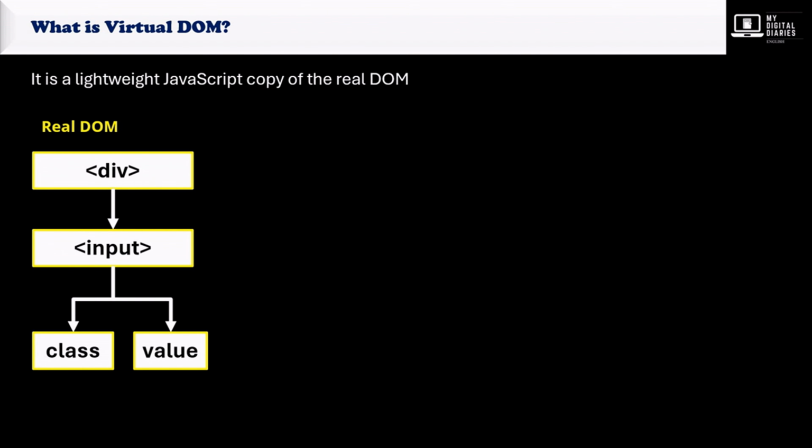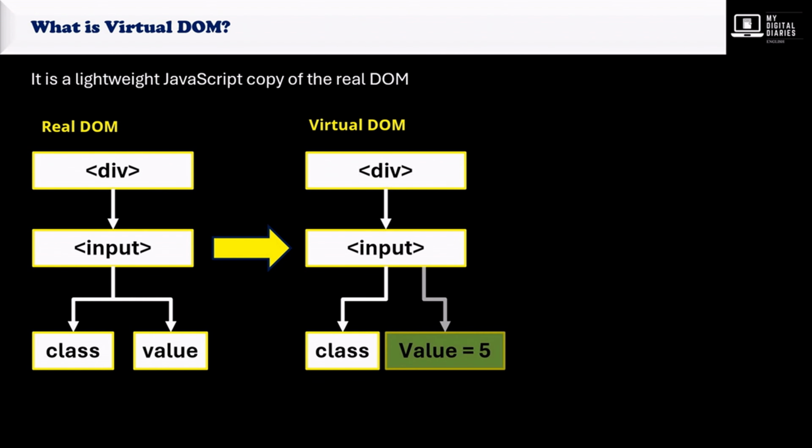Let's take an example. Now look at this diagram carefully. This is a real DOM. So in our HTML we have a div, input, class and value. This structure directly controls what you see. Now look at the right side diagram, that is your virtual DOM. It has the same structure, just that this value has updated. Okay, so value is equal to path.